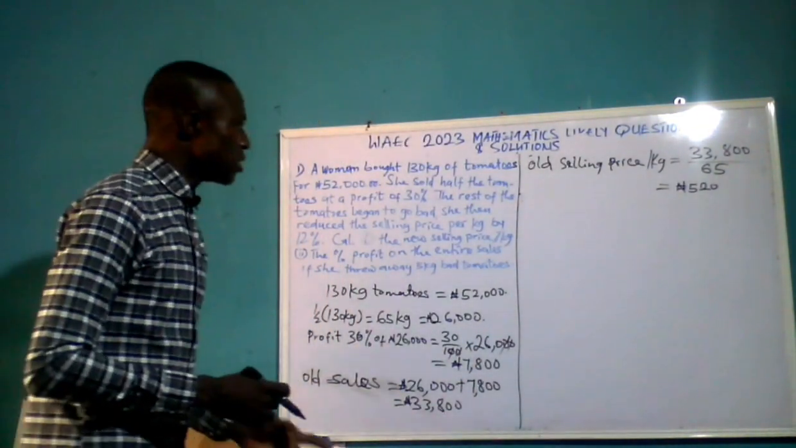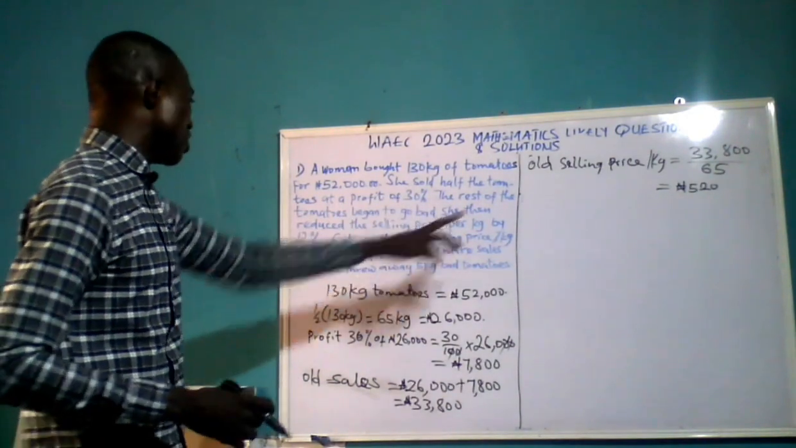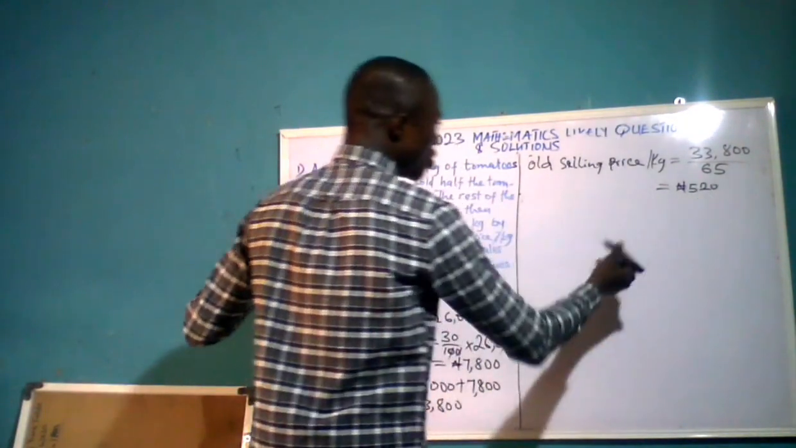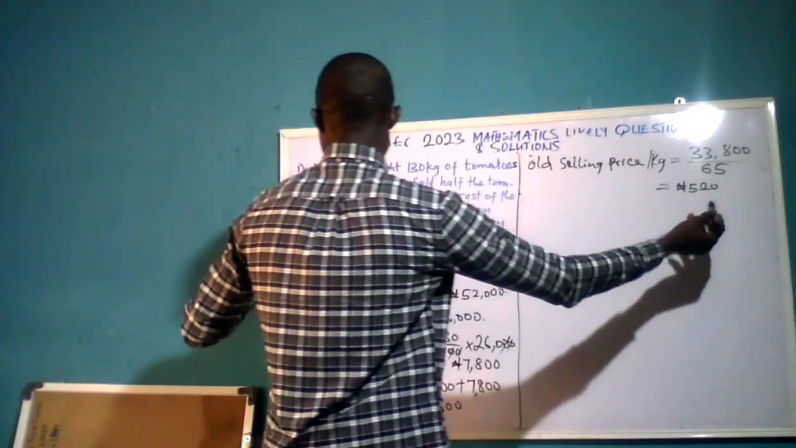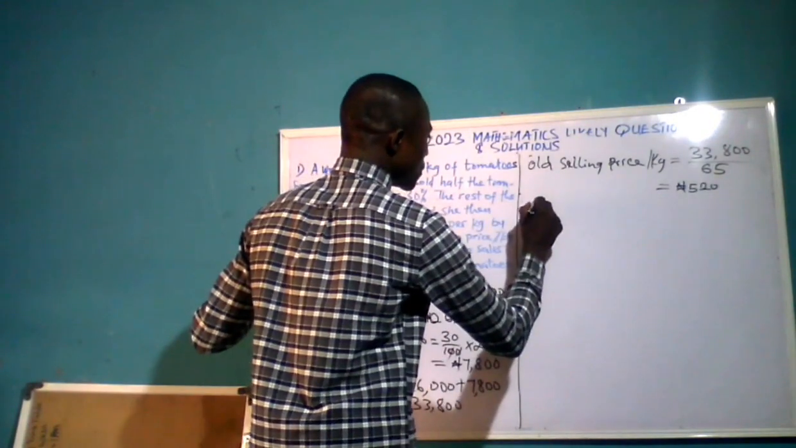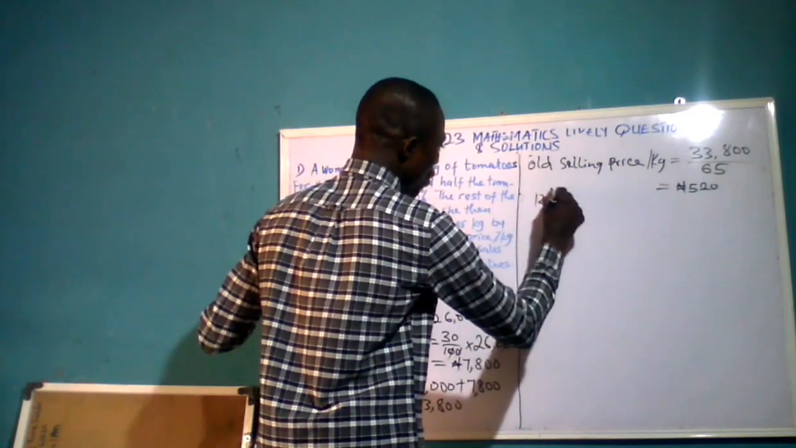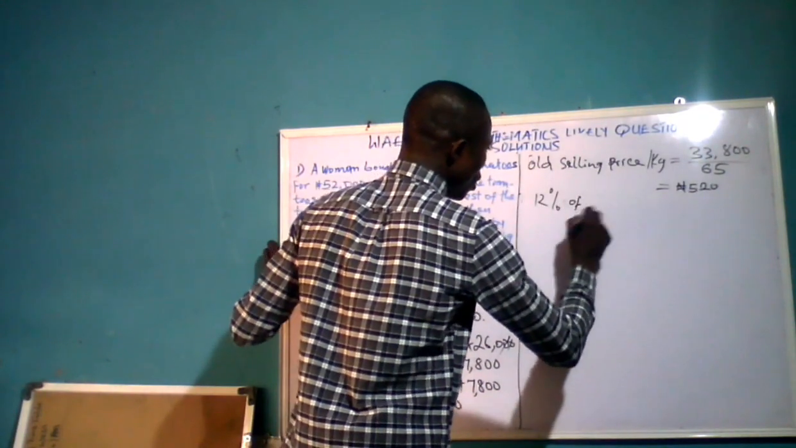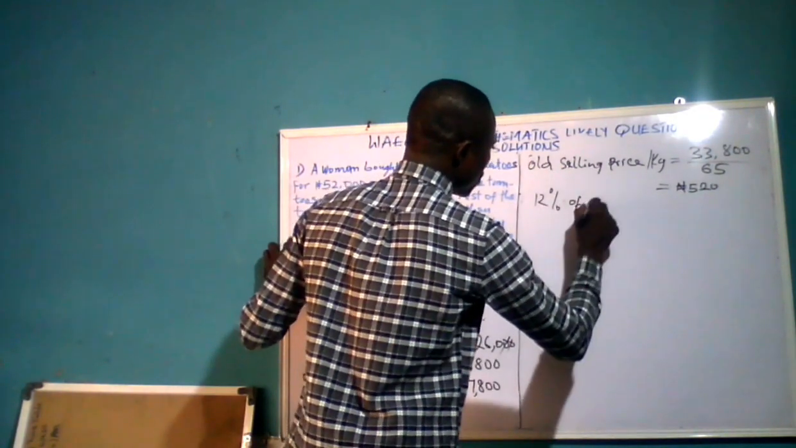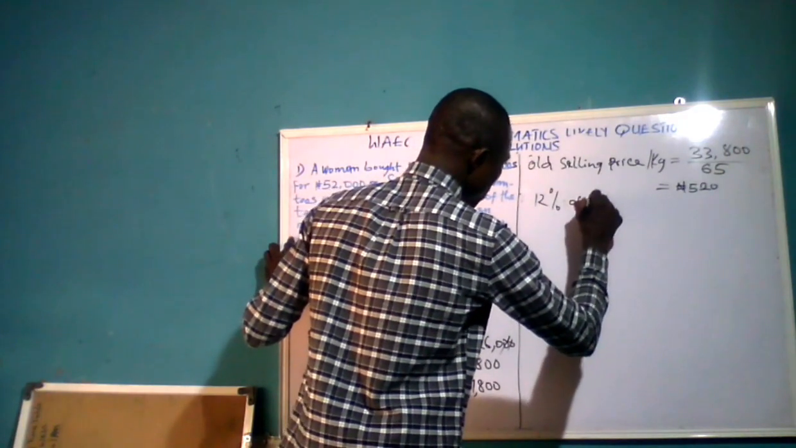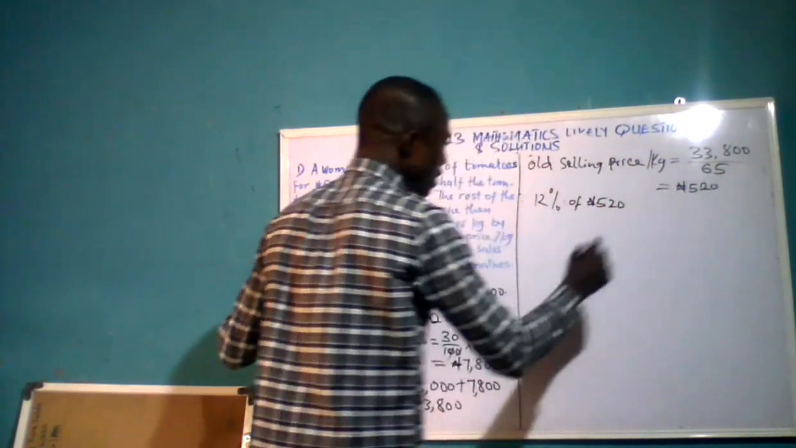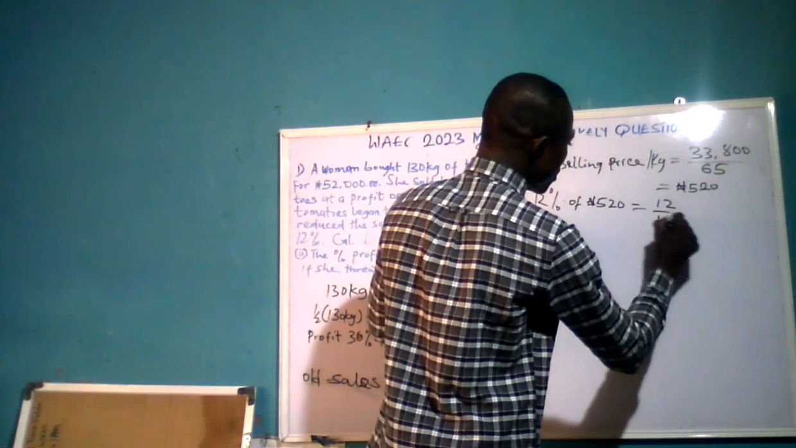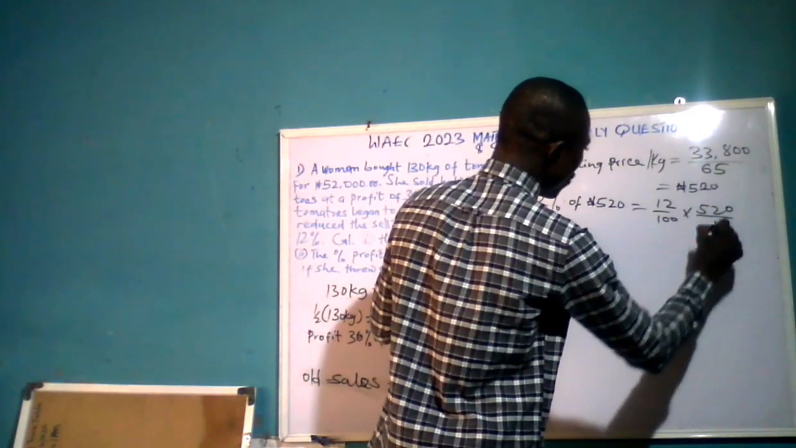Now looking at the next statement, the rest of the tomatoes began to go bad, and she then reduced the selling price per kilogram by 12%. If the old selling price is this, and she reduced the old selling price by 12%, it means 12% of the old selling price. That is 520 naira, which will give us the reduction. So that is 12 over 100 multiplied by 520 over 1.